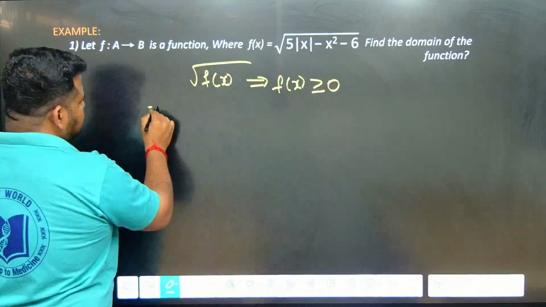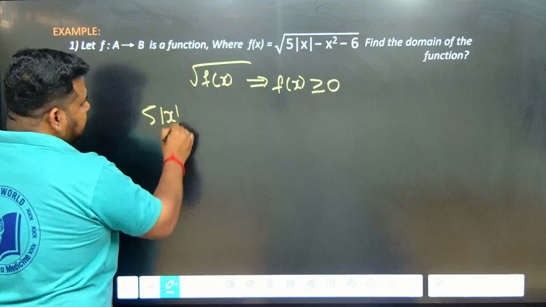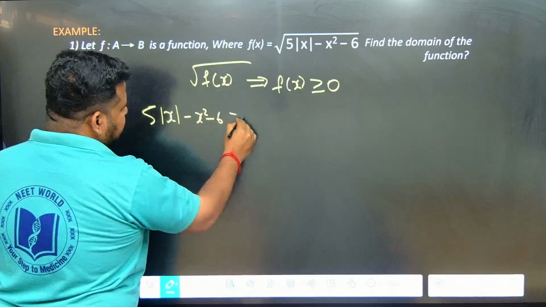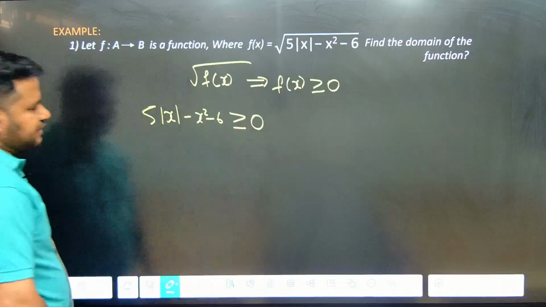So what should I do? f of x, that is 5 times mod x minus x square minus 6, should be greater than or equal to 0.